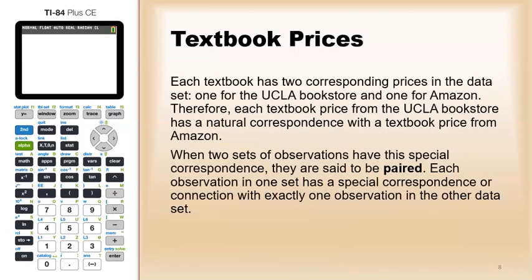Each textbook has two corresponding prices, one for UCLA and one for Amazon. Therefore, each textbook from the UCLA bookstore has a natural correspondence with the textbook price from Amazon. When two sets of observations have this special correspondence, they are said to be paired. Each observation in one set has a special correspondence or connection with exactly one observation in the other data set.